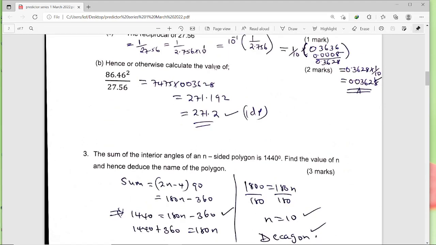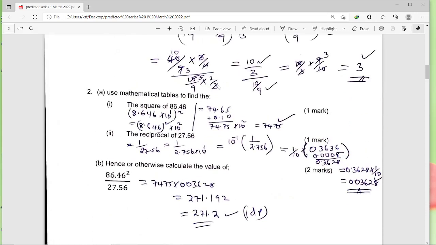So if you have the reciprocal, the question is asking hence or otherwise calculate the value. If you are asked about hence, that means you must use the values from above. So we have got the square of this. We have also got the square root of this. So for us to evaluate this, it is the square that we got times the reciprocal that we got directly. That is 74.75 times 0.03628. If you multiply, you get 271.192.